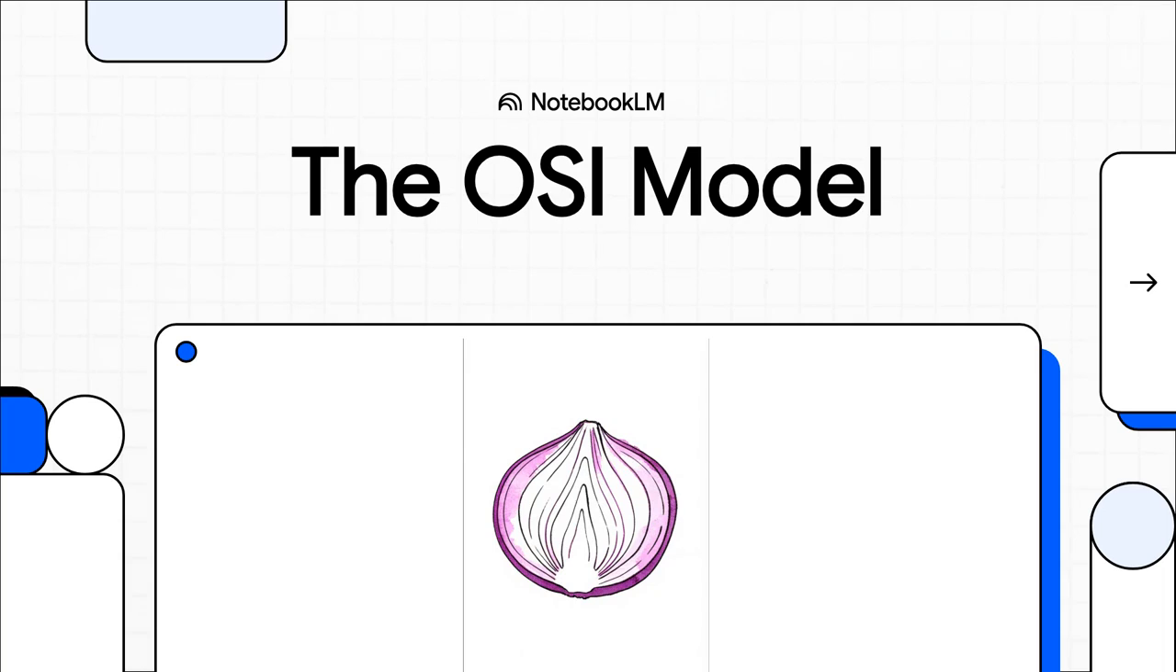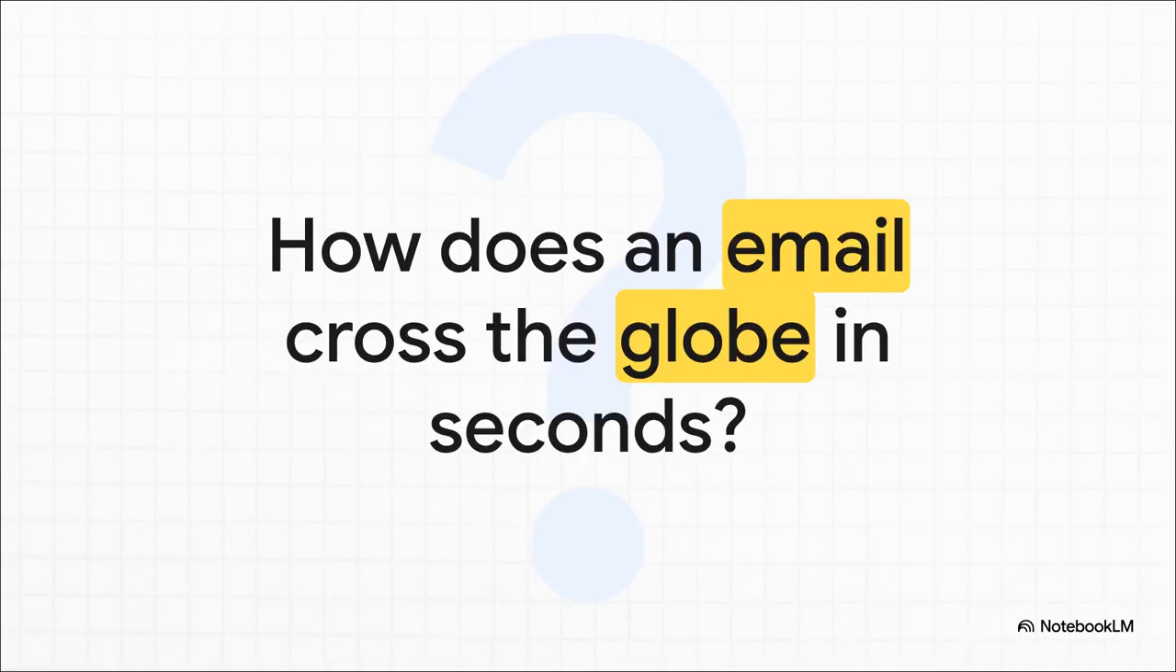Have you ever stopped to think about how the internet actually works? Really works? We're going to peel back the curtain today on the invisible structure that makes our entire digital world possible. We're decoding the 7 layers of the OSI model. Let's get into it.